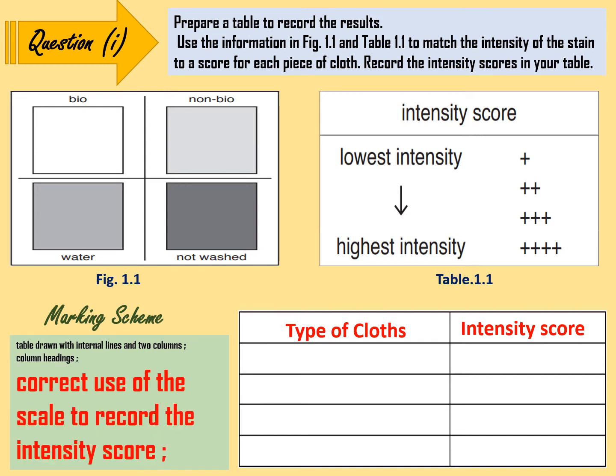And for the third mark, the correct use of scale to record the intensity score. So the lowest intensity is the bio. We'll represent the bio, then the non-bio, then the water and the not washed. In this way, the lowest intensity is with the bio, which we will represent with 1 plus. The intensity of the stain is left over with the non-bio, so that is 2 pluses. And with the water and not washed, the highest intensity. And in this way, your 3-mark question table will be complete.